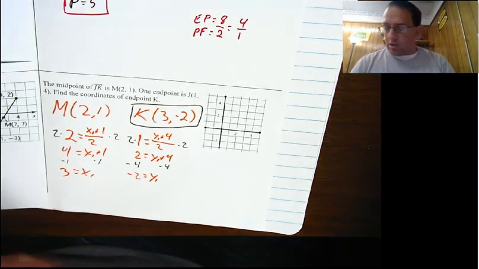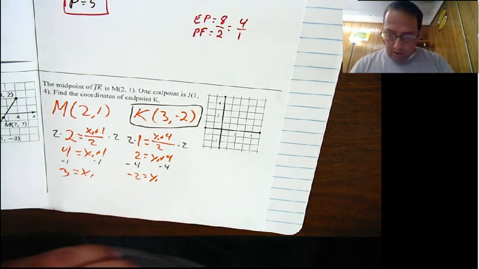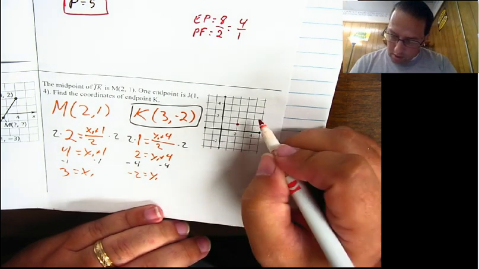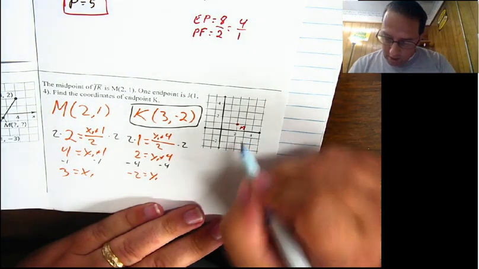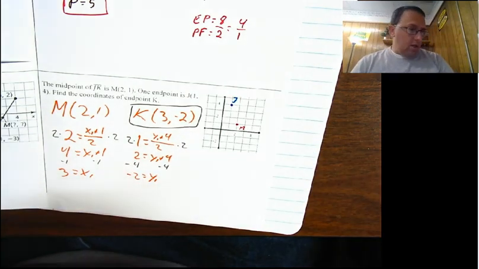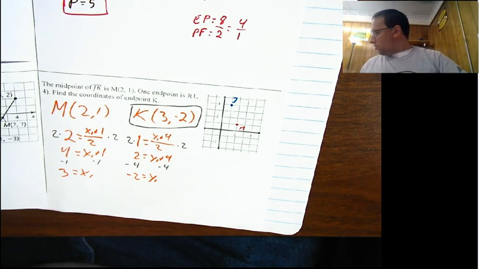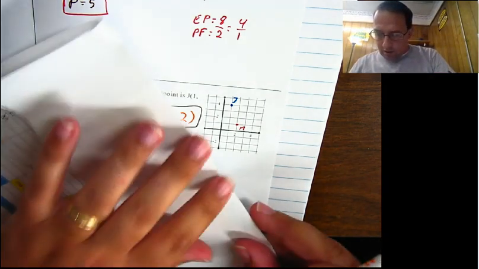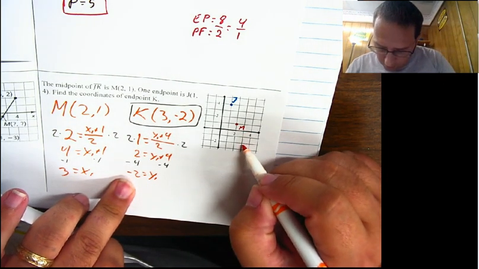Now, let's check this just to make sure we did it right. We have a graph. Let's see if this works. The midpoint M is at (2, 1), right there. J is at (1, 4), right there. I need a straight edge, which I don't have, so I'm just going to grab a sheet of paper, fold it in half, and now I've got a straight edge. My other point I said was at (3, -2), right here.